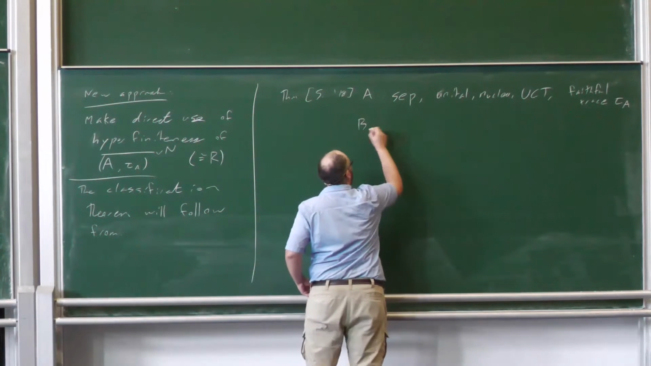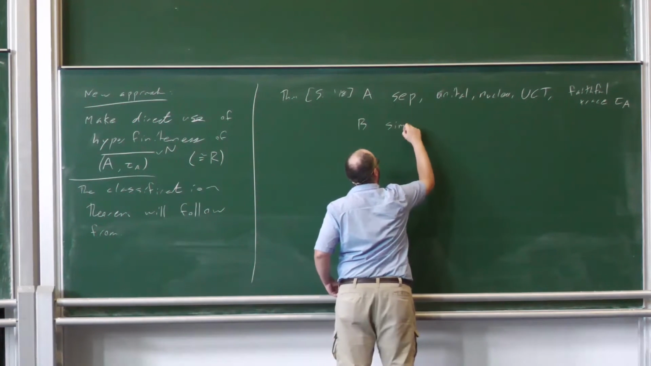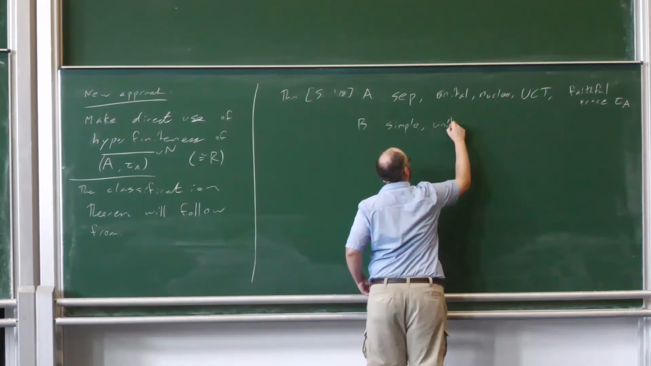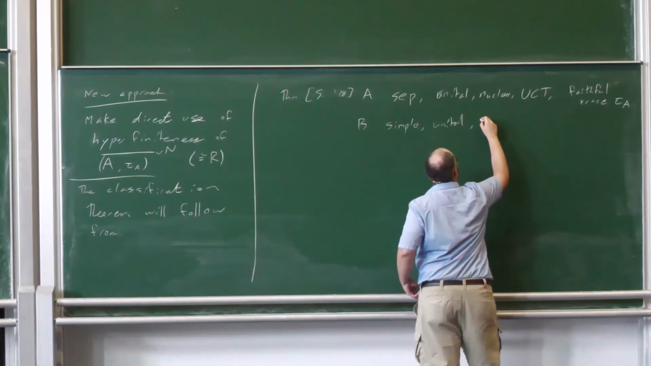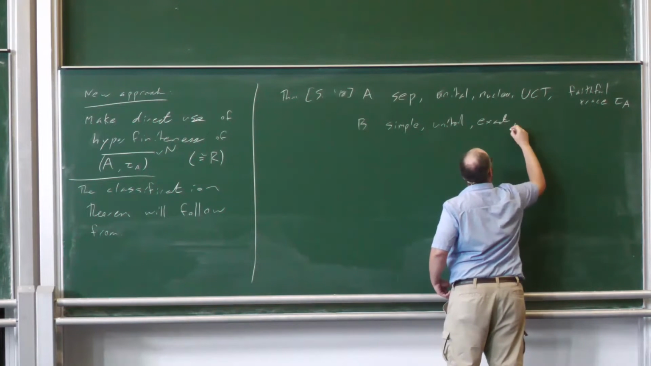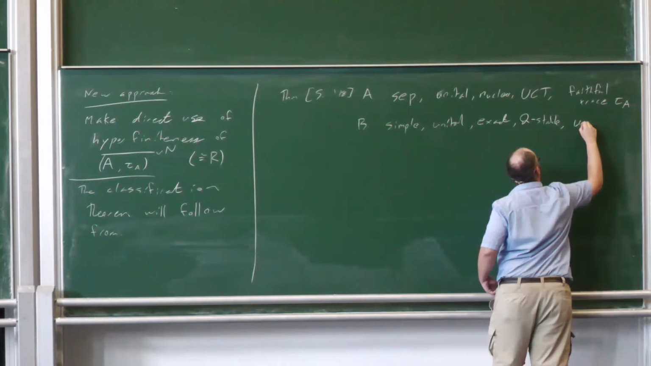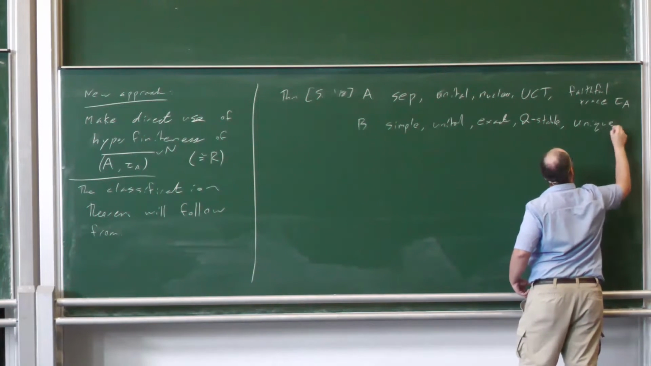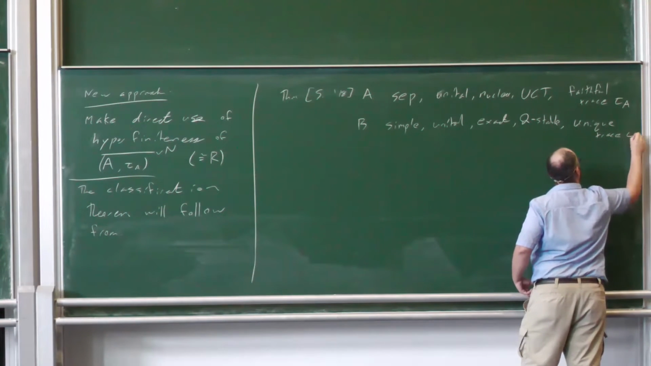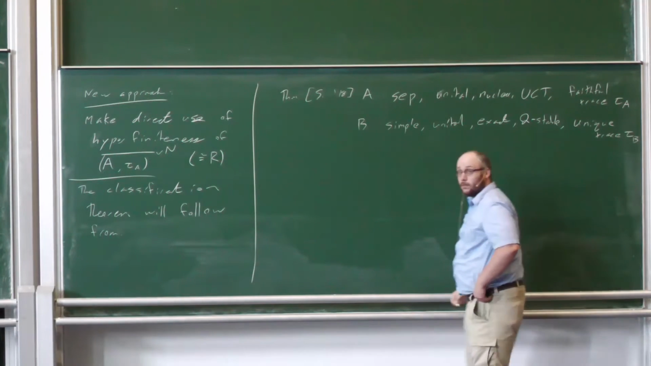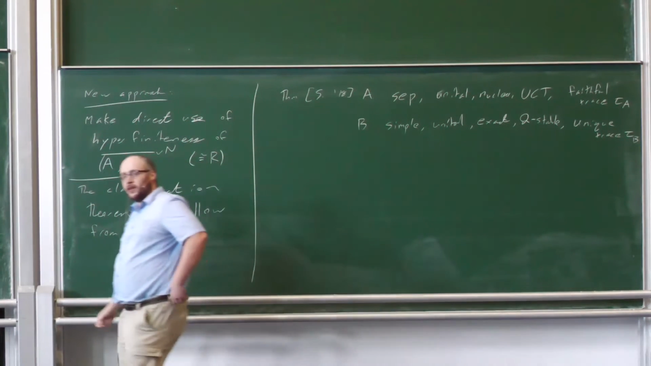And B is going to be simple, unital, exact, Q-stable with unique trace. Trace on A is not necessarily unique, yeah.